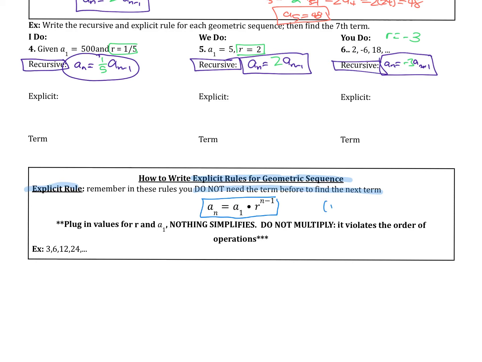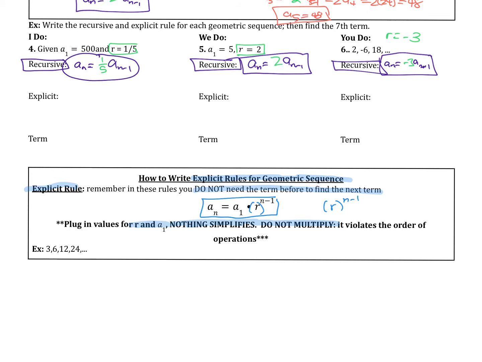You are going to often need to use parentheses around that r value. And then remember, the order of operations tells us that we have to deal with exponents before we multiply. So what you're going to do is plug in r and a sub 1 and then do nothing else. Nothing simplifies. Don't multiply. It violates the order of operations.